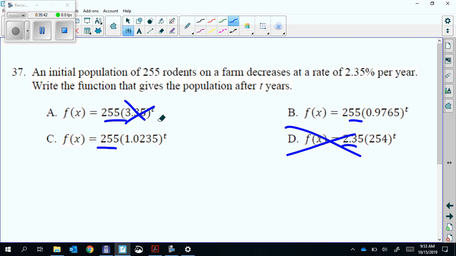This is increasing by that factor that it's asking for. This would be an increase. This would be 1 minus that percentage. This is a decrease. B. That's it. That's actually the only one that shows a decrease because it has to be a factor less than 1.